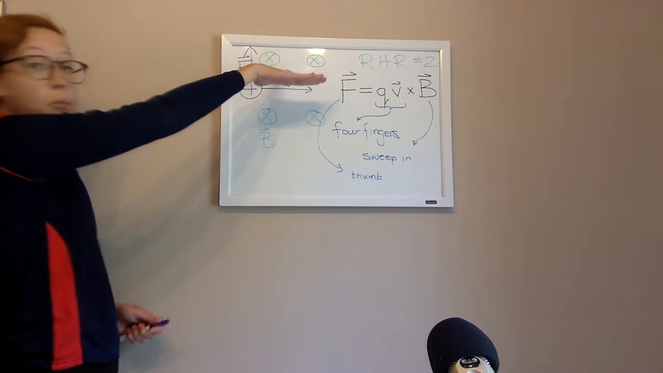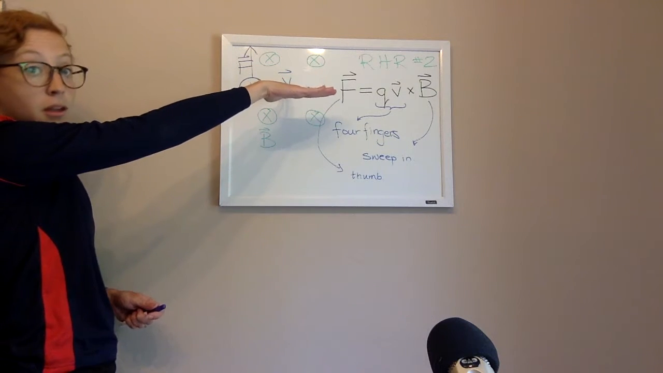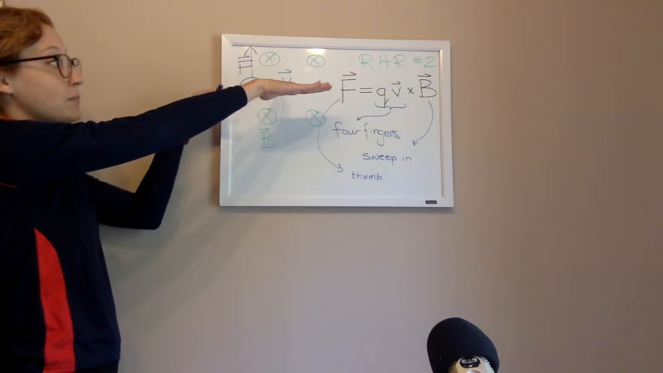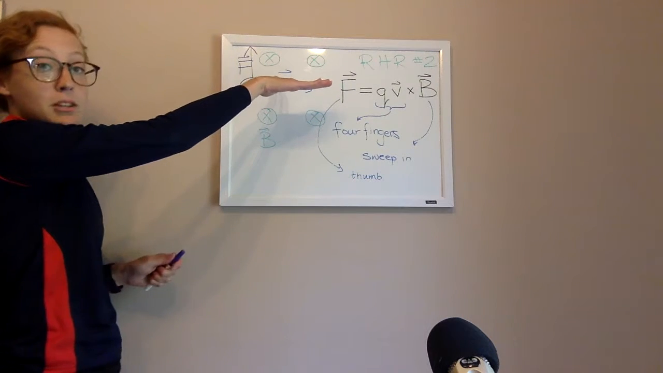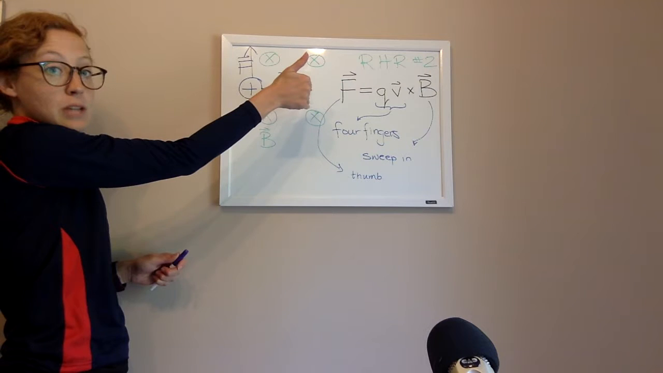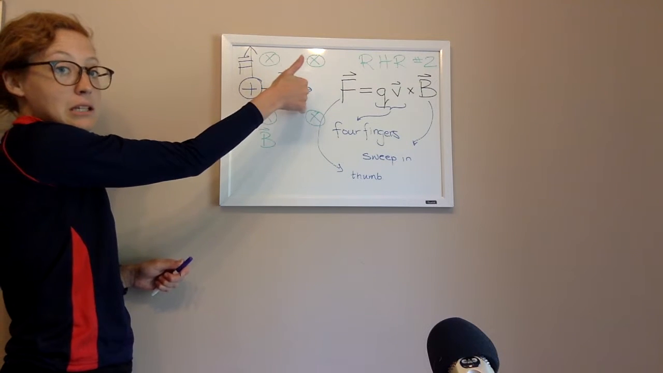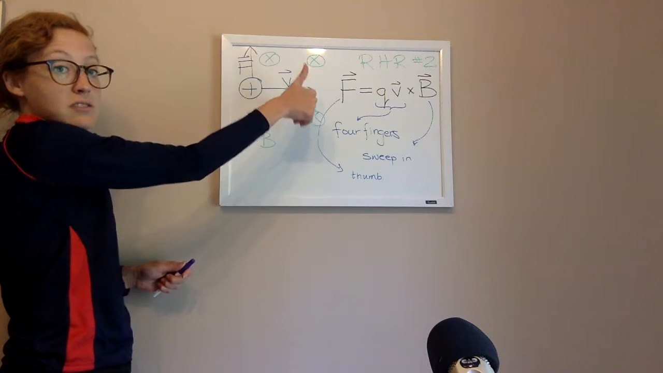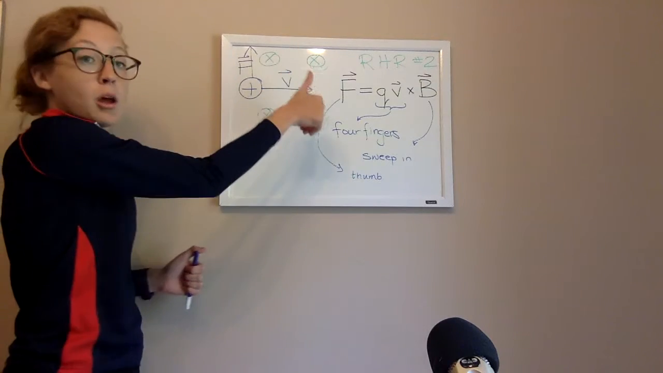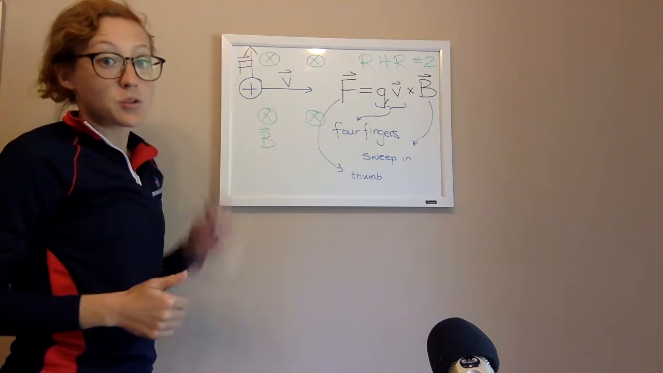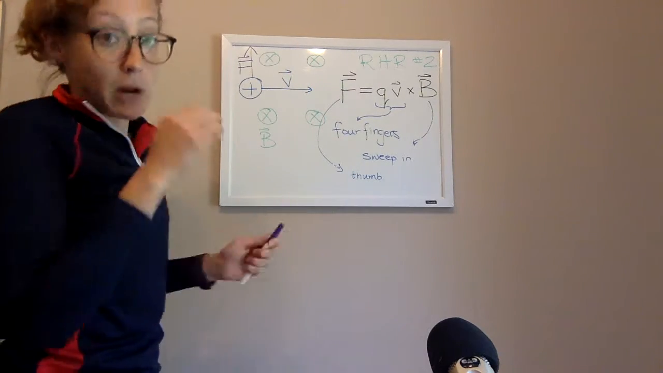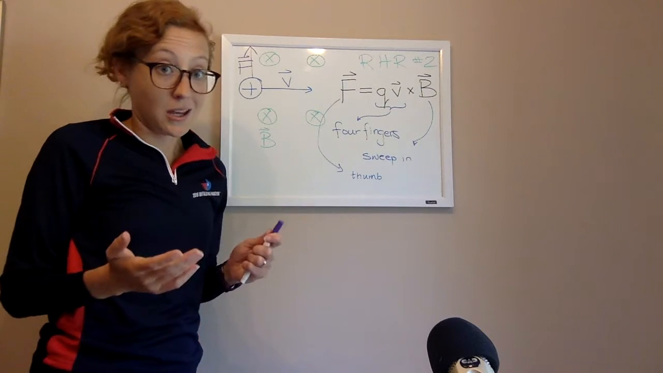So again, Q times V, I've got my flat right hand like this, and I have a lot of options, right? I could have put it like this, for example. But now if I want to get my 4 fingers to sweep in the direction of B, I have to rotate it and bend them into the page like this, and now that leaves me with my force, my thumb, pointing directly up. And so that's what gives me the direction of force in this right hand rule.